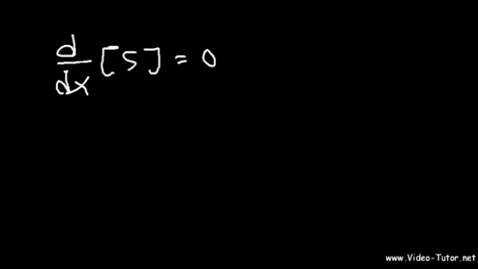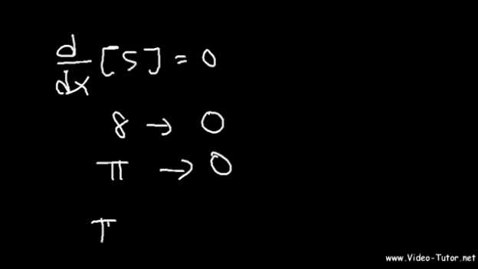The derivative of any constant is 0. So let's say if you want to find the derivative of 5, it's going to be 0. The derivative of 8 is 0. The derivative of pi is a constant, it's a number, 3.14, it's going to be 0. The derivative of pi raised to the e, that's 0. The derivative of like 4e is 0. Notice that there's no variable, there's no x or y. So the derivative of any constant is just 0.